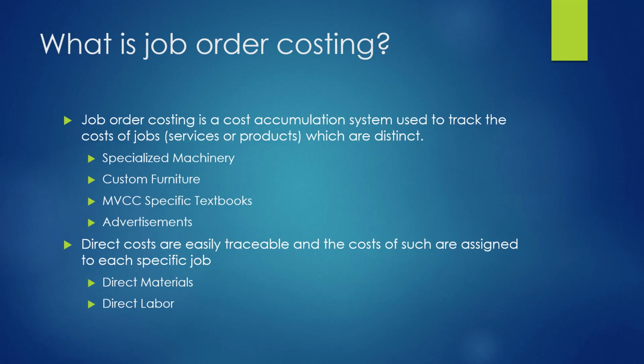So for job order costing, what you need to do is set up a record where you track the amount of costs that go into each and every individual job. And the two things that you could always trace very easily are materials and labor.